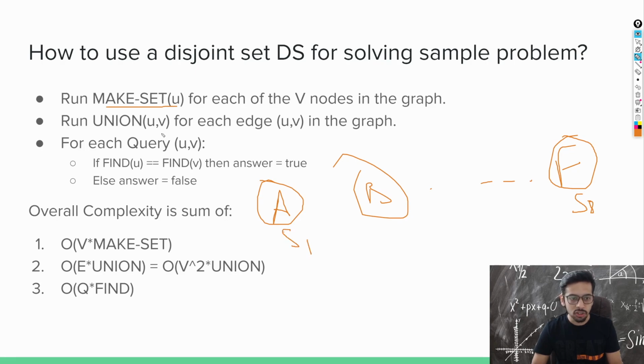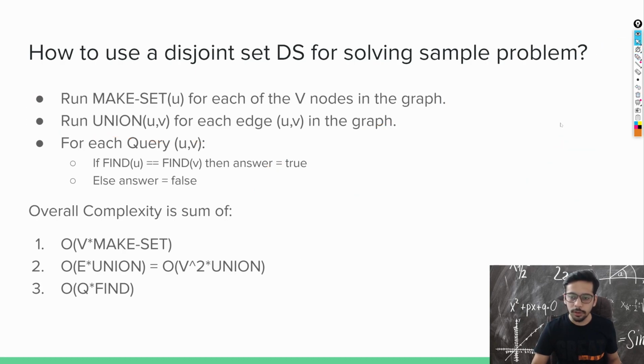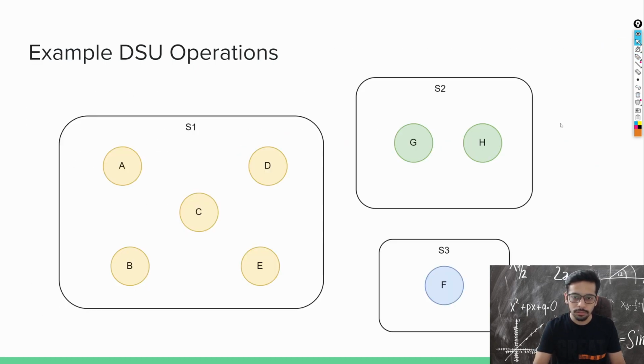Now for every edge in the graph, I will run union U comma V. So if there is an edge from A to B, I'll run union A comma B, and this will become a single set. Essentially, once you have done these two operations, make set for all the nodes and then union for every edge, you're going to end up with what you saw in the previous image, which is this thing.